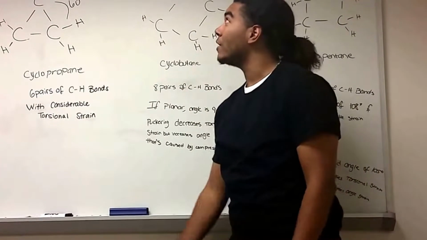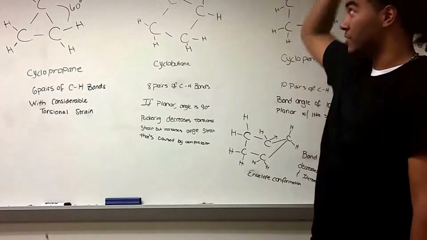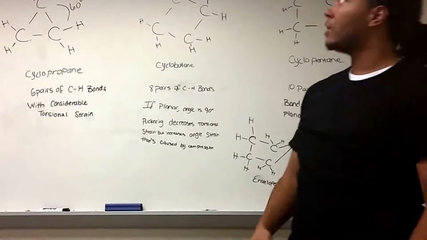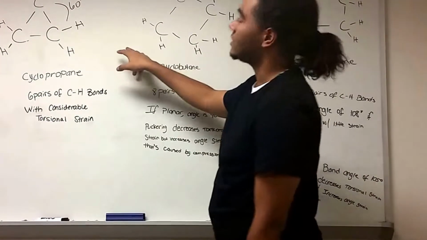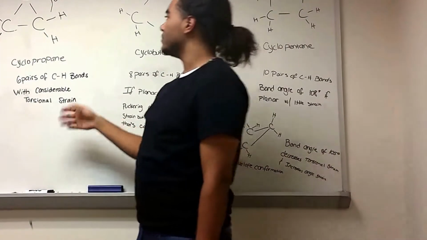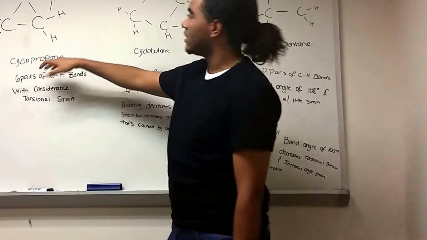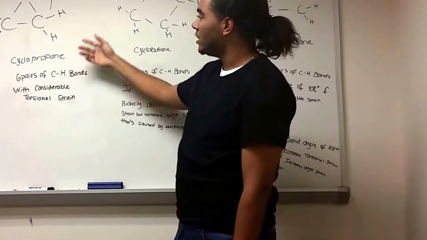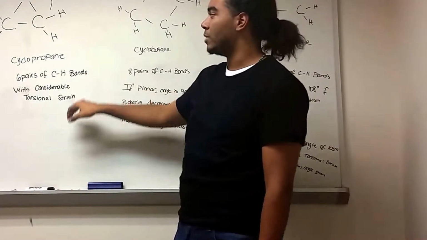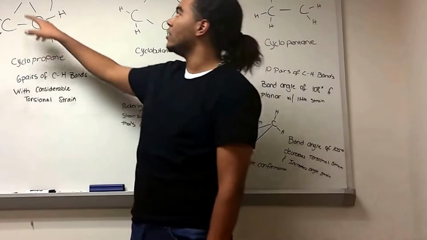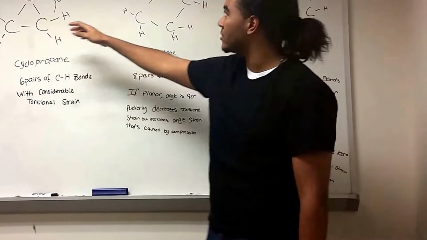We're going to talk about cycloalkanes, and there's a few things you should know, such as there's a small ring strain that exists in structures with less than 6 carbons because the bond angle between the carbon-carbon bonds is less than 109.5 degrees. And this is cyclopropane, cyclo meaning that all the carbons are connected together, and propane meaning 3 carbons. There exist 6 pairs of CH bonds with considerable torsional strain, and the angle between the carbon-carbon bonds is 60 degrees.